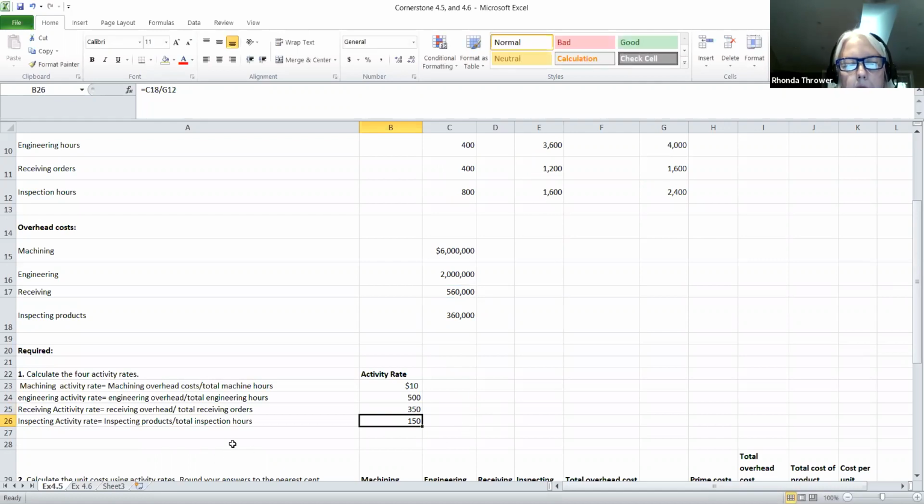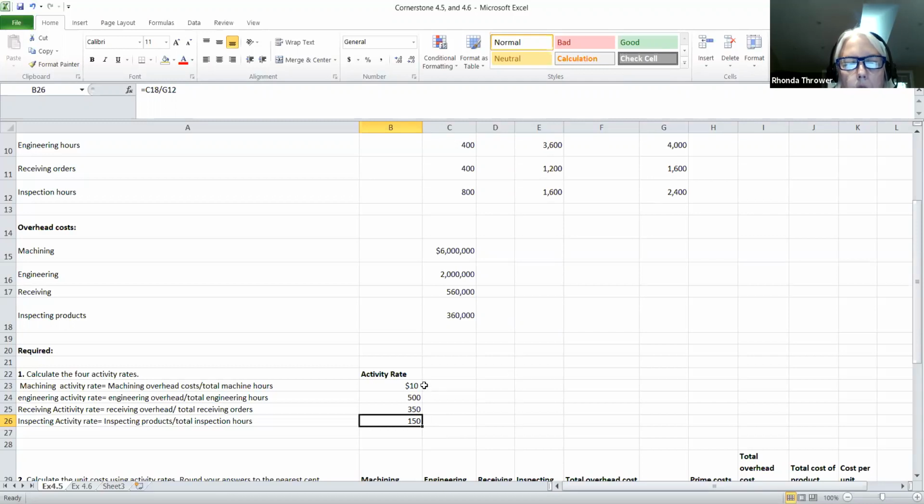The inspecting activity rate is based on $360,000 total inspecting overhead cost divided by the total inspecting hours. The total inspecting hours is 2,400, and that's going to give you $150 as the activity rate.